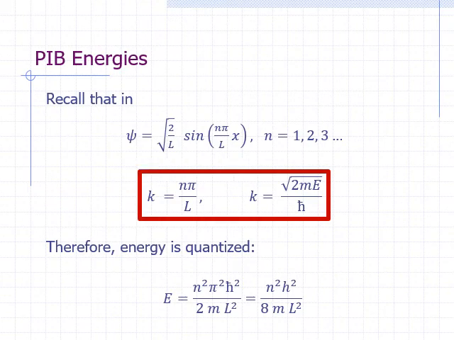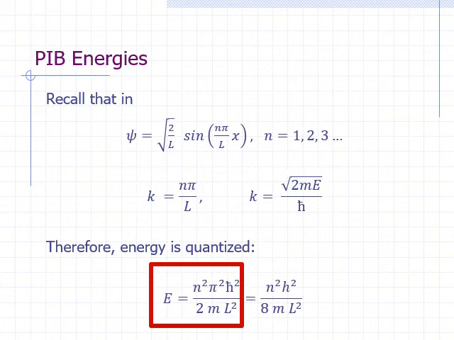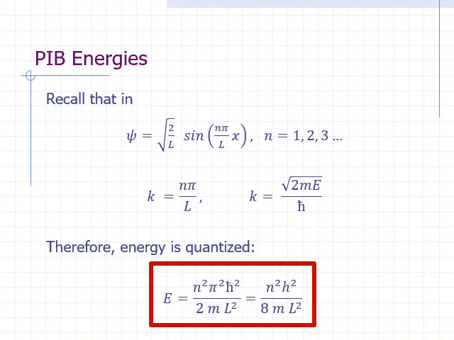From these two expressions for k, we can show that the energy is equal to n squared pi squared h bar squared over 2mL squared, or n squared h squared over 8mL squared. Therefore, we can see that energy is quantized.